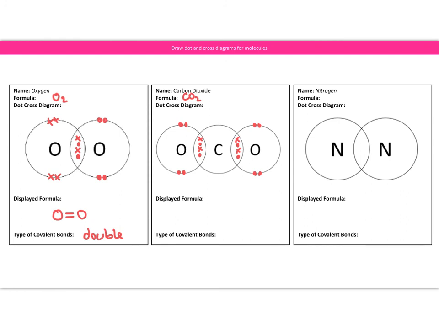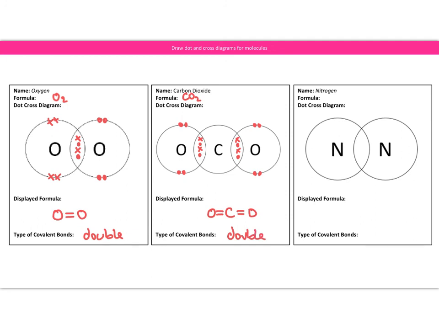Displayed formulae. Let's draw the central atom first, carbon. So there are 2 pairs of electrons being shared with the oxygen on the left, so I draw 2 lines, and 2 pairs of electrons being shared with the oxygen on the right, so I draw 2 lines. Between oxygen and carbon there are 2 covalent bonds, so that is a double bond.